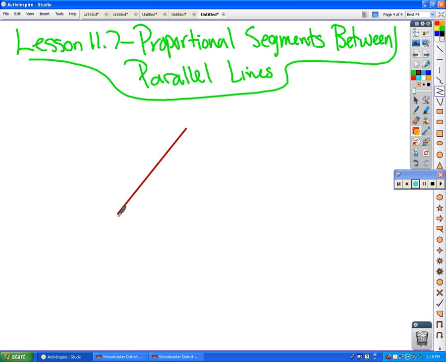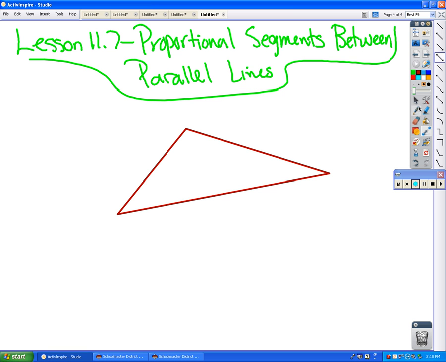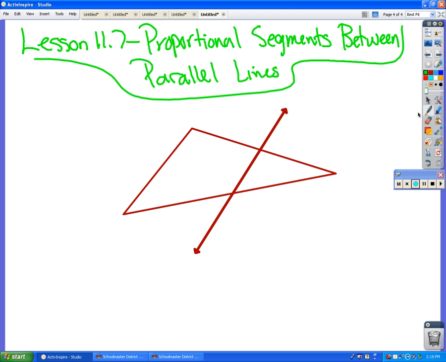What this is all about is using proportions with parallel line segments. So is that parallel? Sure. Close enough? Okay, so here's what this is all about. It doesn't matter how I draw those lines. As long as the little arrows are there, then you know that they're parallel.